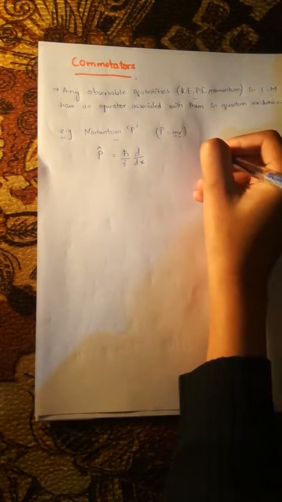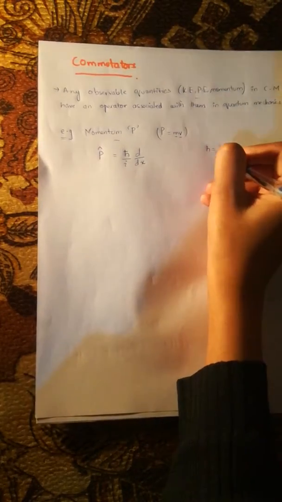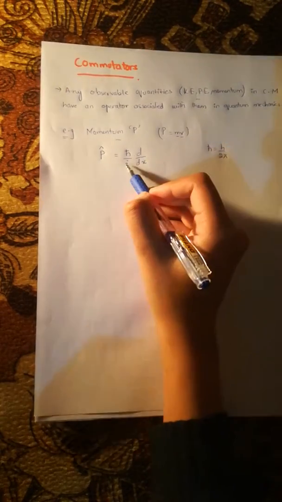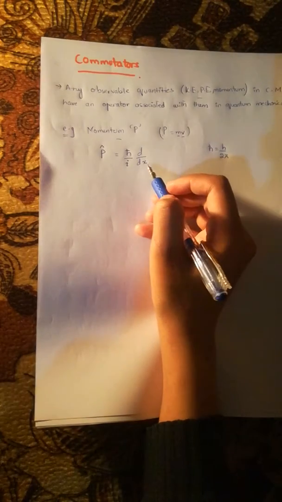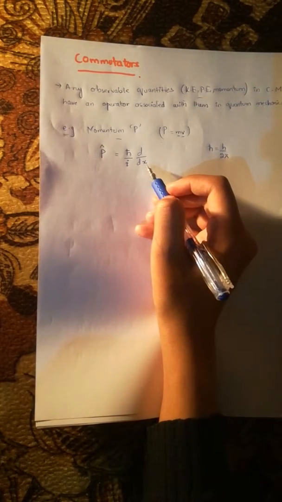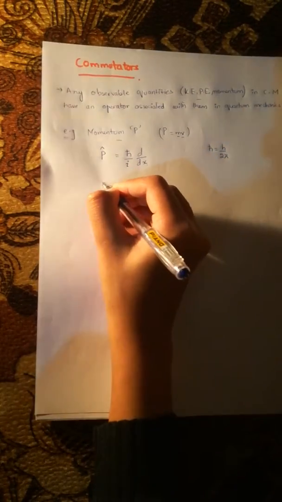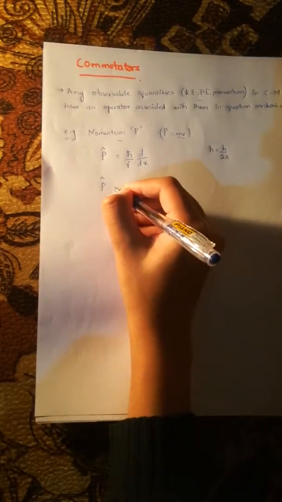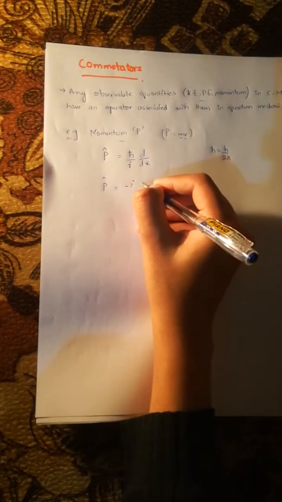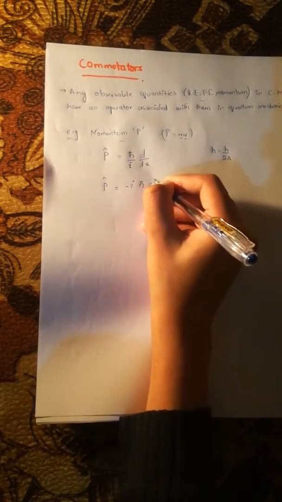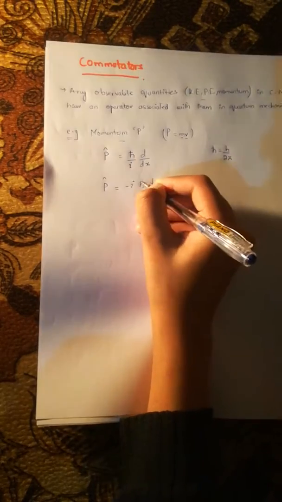We know h cut is equal to h by 2 pi. Eta is the imaginary unit and d over dx is the differential. We can also write it as the p operator equals minus eta h cut d over dx.